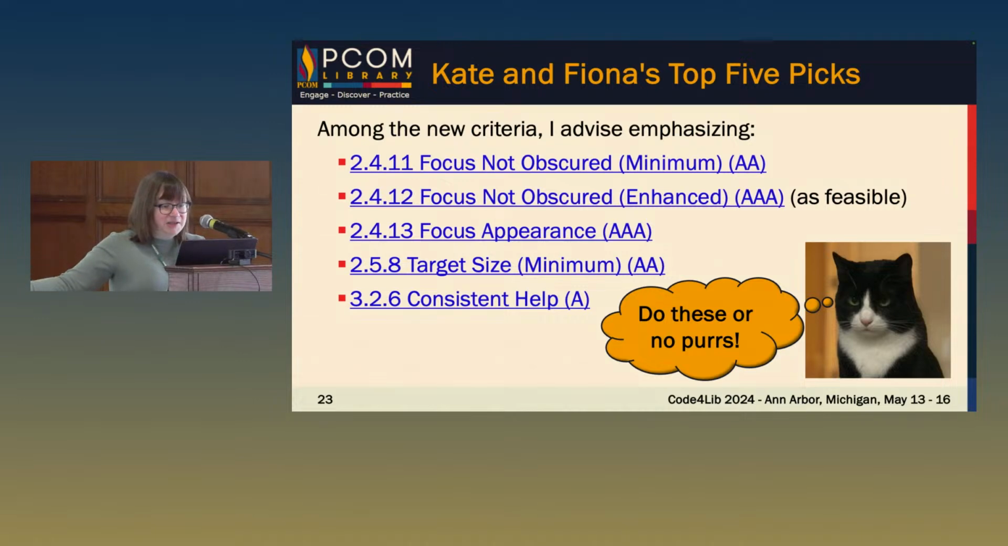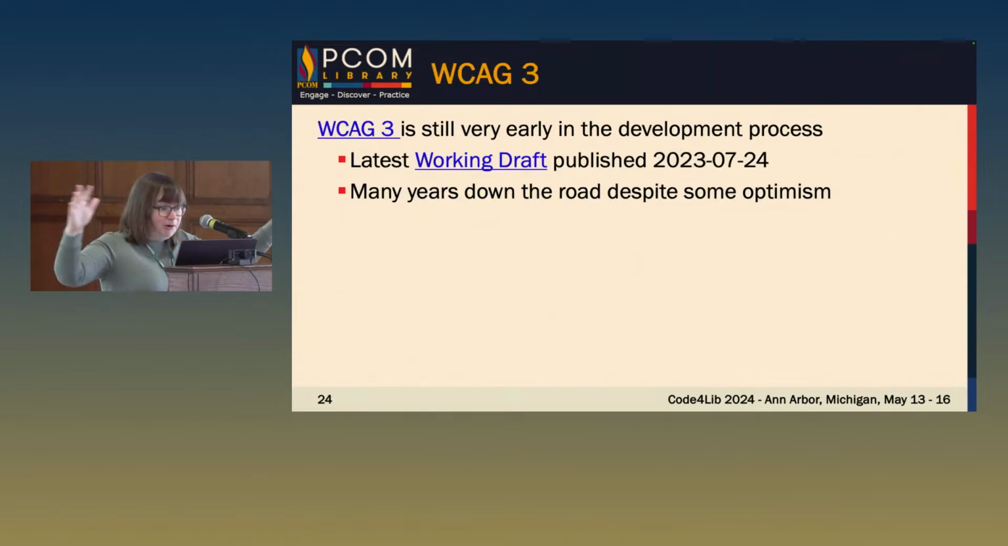If I had to pick my top 5, we would do these 5 here: the 2 related to focus not obscured. I would definitely try to do the enhanced one whenever possible. Focus appearance, also a AAA. But then target size and consistent help. I think those are the ones you should prioritize. That's my advice. Now, what about WCAG 3?